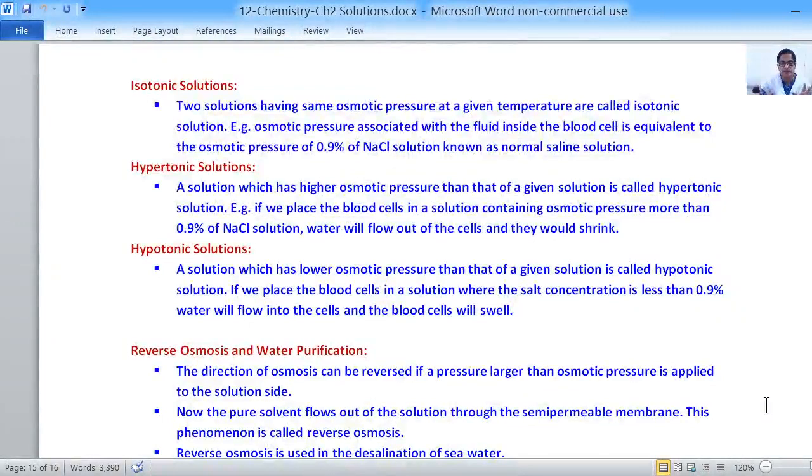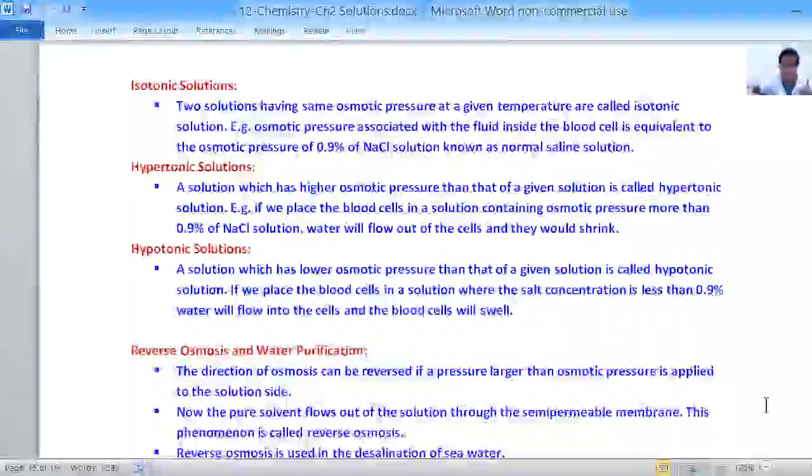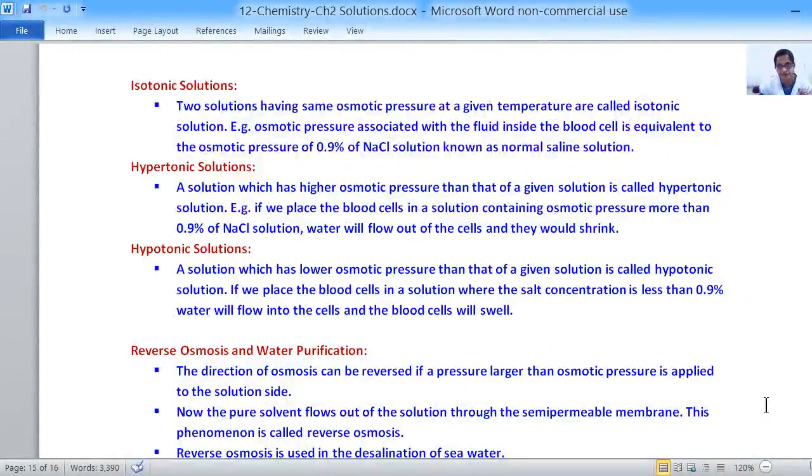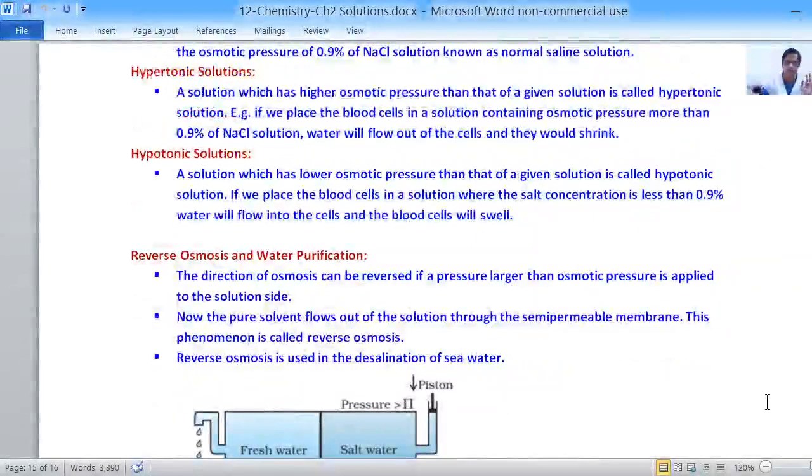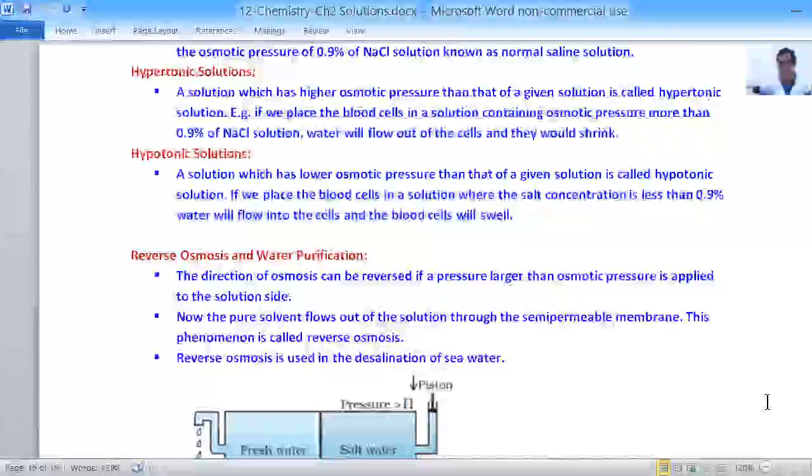So you have to be clear with the examples for hypertonic as well as hypotonic solutions. Next we will see reverse osmosis and water purification. This is a 2-mark question. We have studied osmosis in the last session. What is osmosis? Osmosis is defined as the flow of the solvent from pure solvent to the solution. So that is known as osmosis.